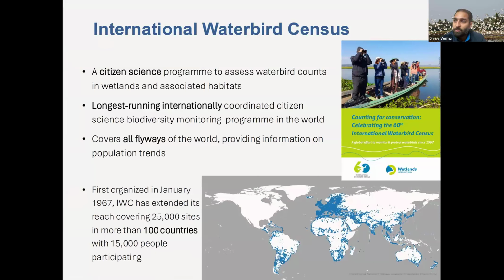Across the globe, we have around 9 major flyways, and the International Waterbird Census, through regional chapters, covers all these flyways, such as the Central Asian Flyway, the East Asian Australasian Flyway, and so on. This census was first organized in 1967, almost 60 years back. As of now, it covers nearly 100 countries, and around 25,000 wetlands are being covered or reported under this program.